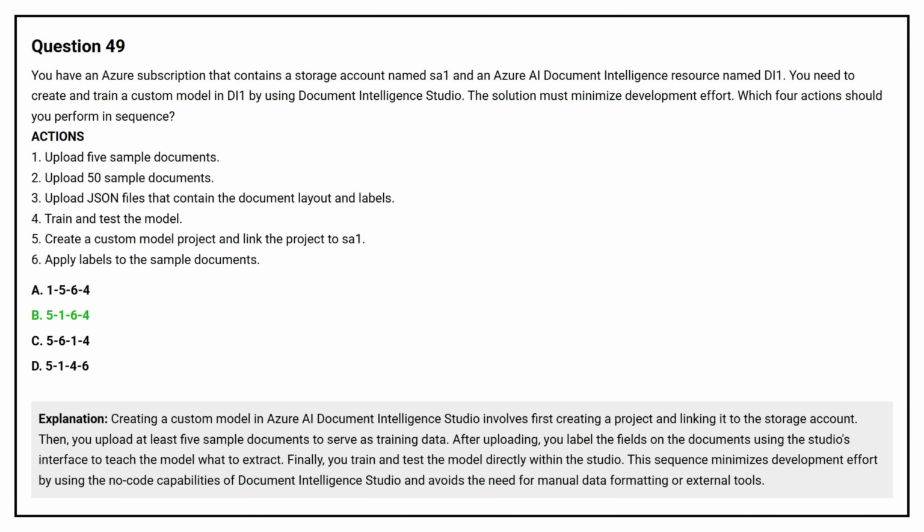Creating a custom model in Azure AI Document Intelligence Studio involves first creating a project and linking it to the storage account. Then you upload at least 5 sample documents to serve as training data. After uploading, you label the fields on the documents using the studio's interface to teach the model what to extract. Finally, you train and test the model directly within the studio. This sequence minimizes development effort by using the no-code capabilities of Document Intelligence Studio and avoids the need for manual data formatting or external tools.